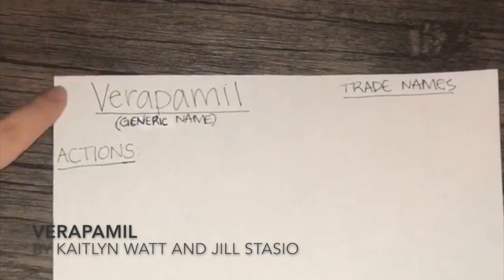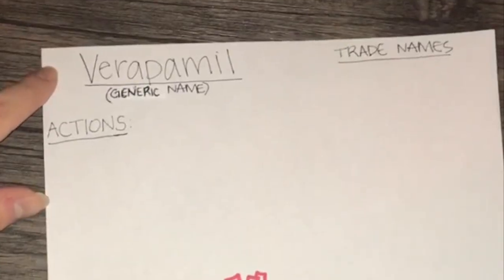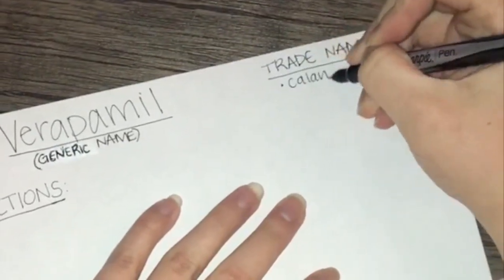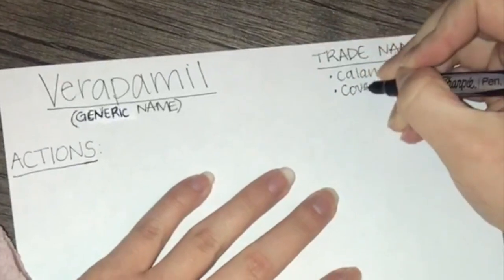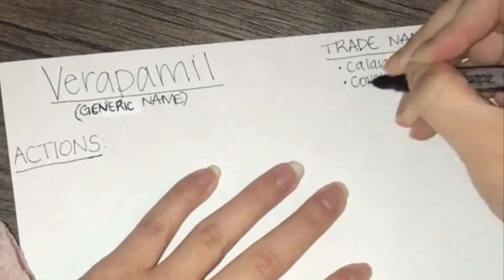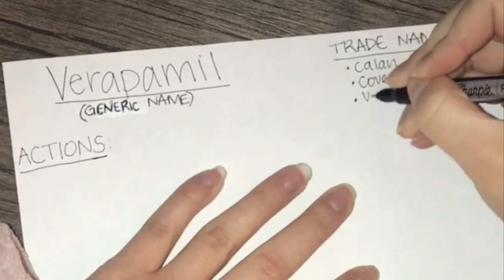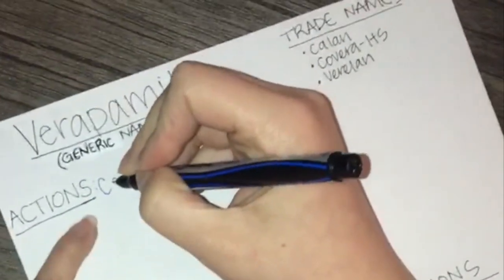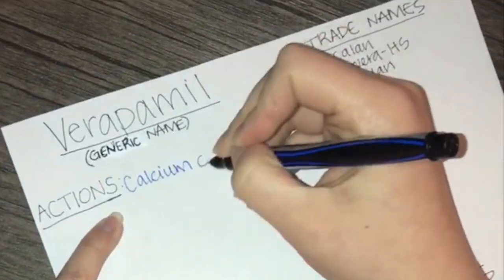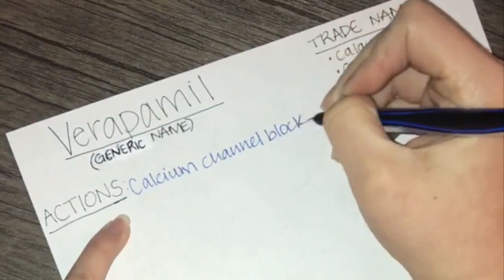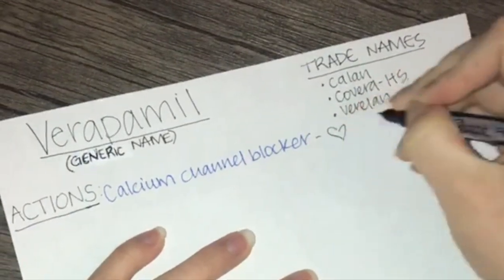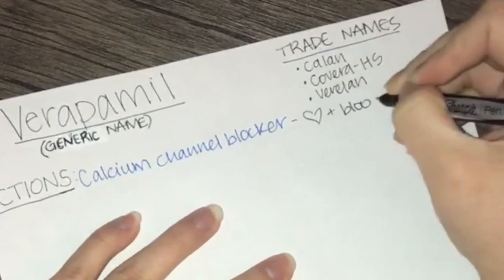So our drug is Verapamil, that's the generic name. The trade names are Calan, Covera HS, and Verelan. And this drug is a calcium channel blocker. It's mainly going to affect the heart and blood vessels.